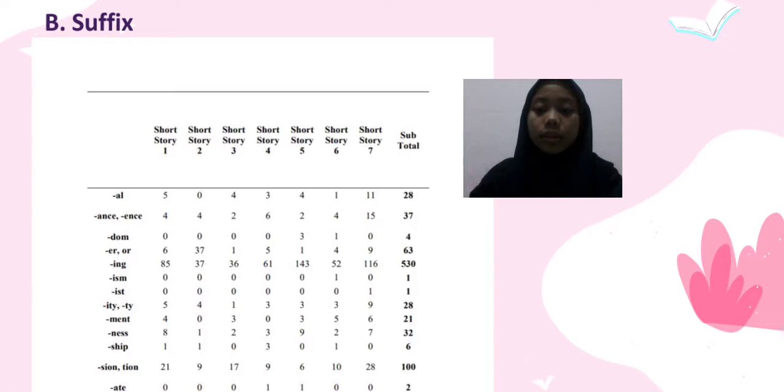Okay, this is a table of suffix analysis results obtained from each short story. They are: al, ance, ant, er, or, ion, ism, ist, ity, ty, ment, ness, ship, sion, ate.